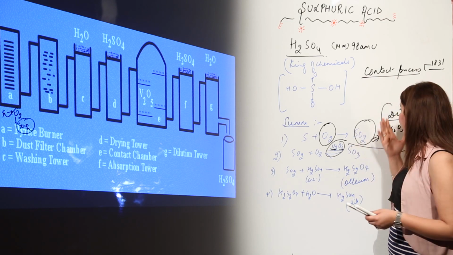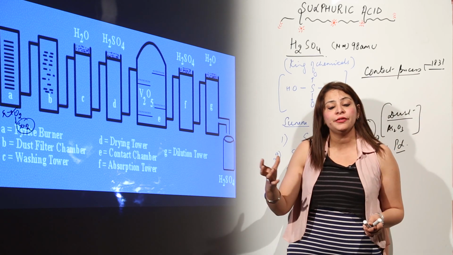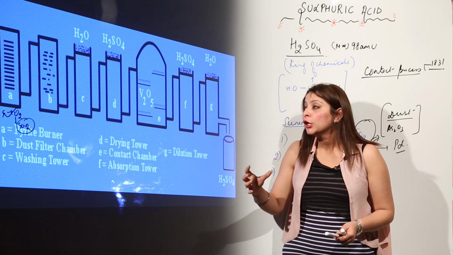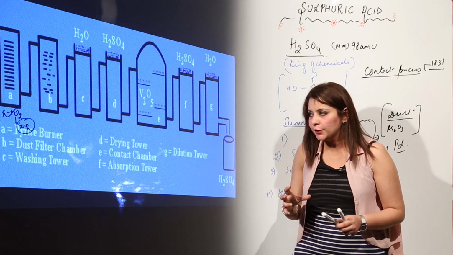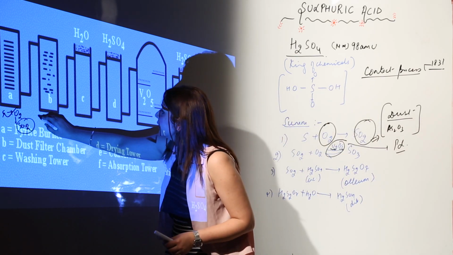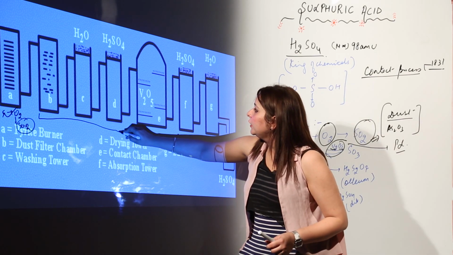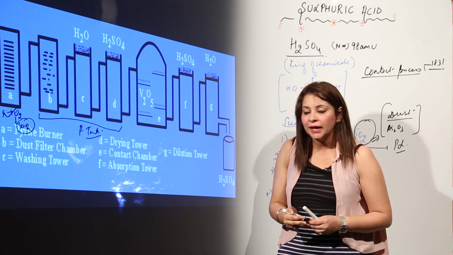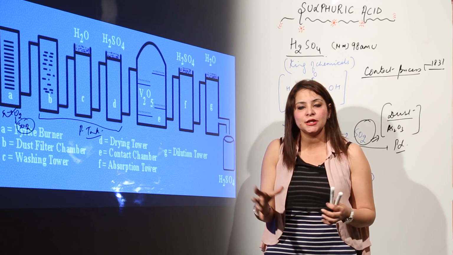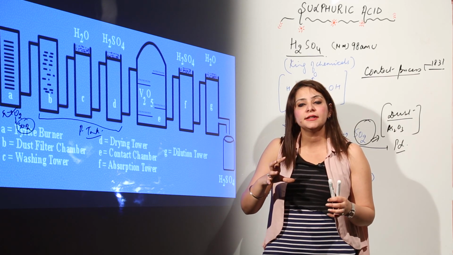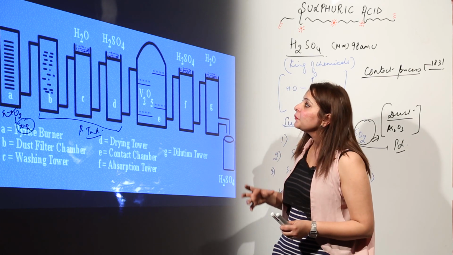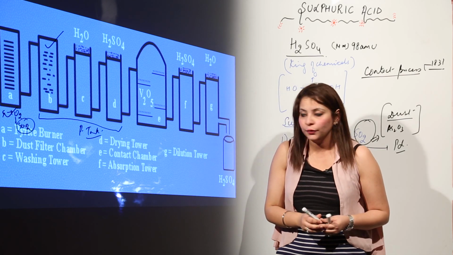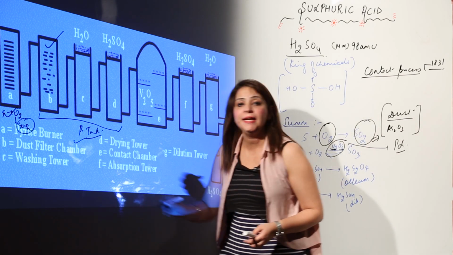This dust and arsenic oxide are not removed in one go. We need to pass the sulfur dioxide through different tanks, right? So that means we have to do its purification. So all these tanks starting from B are purification tanks in which we are separating the dust, we are separating the moisture, we are making SO2 free from the arsenic oxide. So the first tank, this one, the B1, is called the dusting tower.